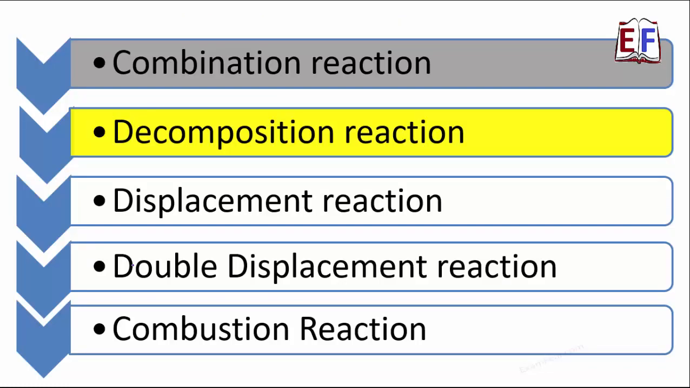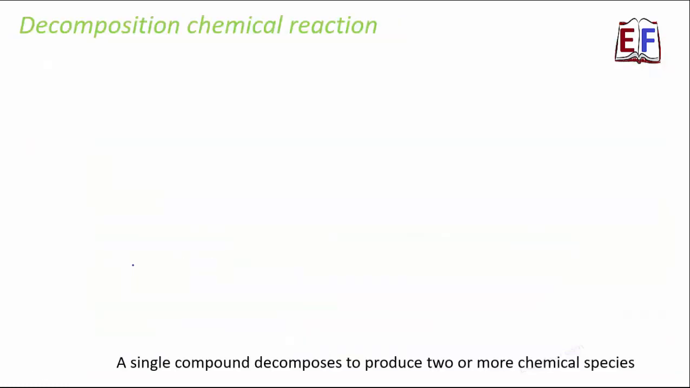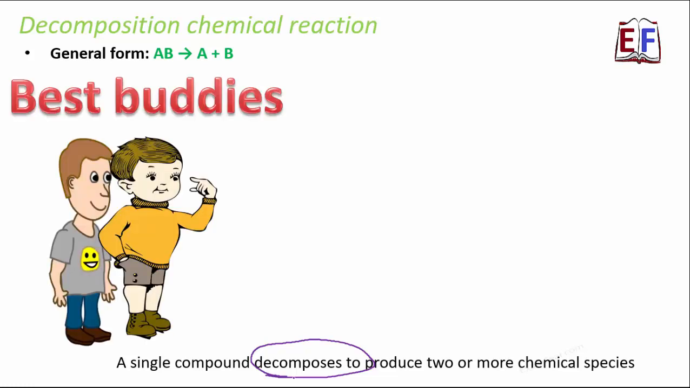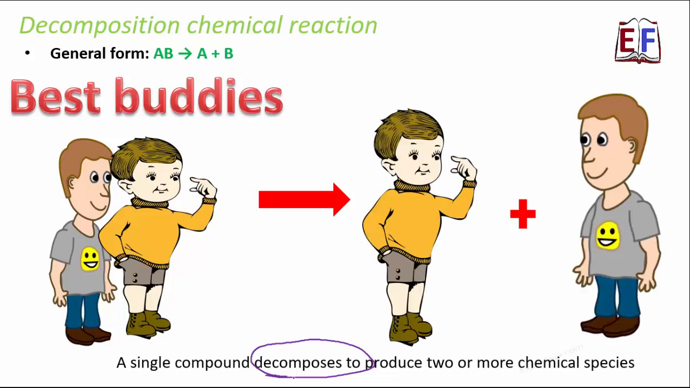Let us now move ahead with decomposition reaction. Decompose, what does it mean? Decompose means to break down or to split. So when a single compound decomposes to form two or more chemical species, that is known as a decomposition chemical reaction. So it is exactly the opposite of combination reaction. Here AB splits or decomposes to form A plus B. So let's say they are the best buddies. When two best buddies fight and then they separate out, they split. So that's decomposition chemical reaction.